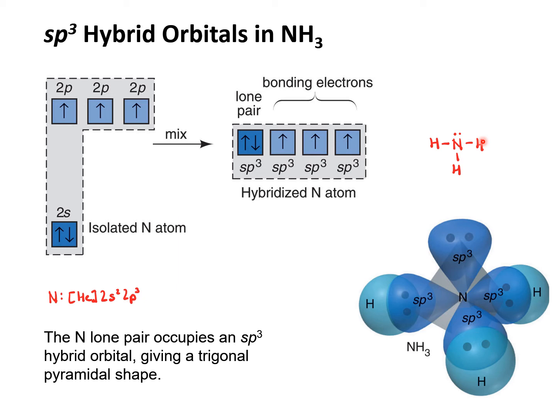So we can see that in ammonia, the 3 hydrogen atoms are bound, 1 atom each, to each of the sp3 hybridized orbitals. And of course, the lone pair electrons, or the pair of non-bonding electrons, are also located in the sp3 hybridized orbital. Okay? So the lone pair on the nitrogen occupies an sp3 hybridized orbital. And this is what gives us the trigonal pyramidal shape.